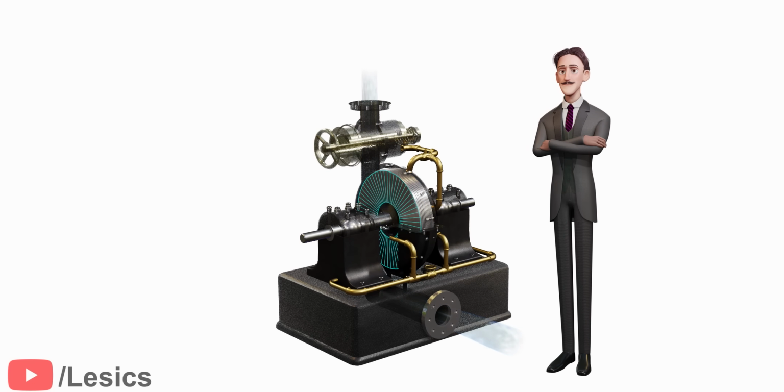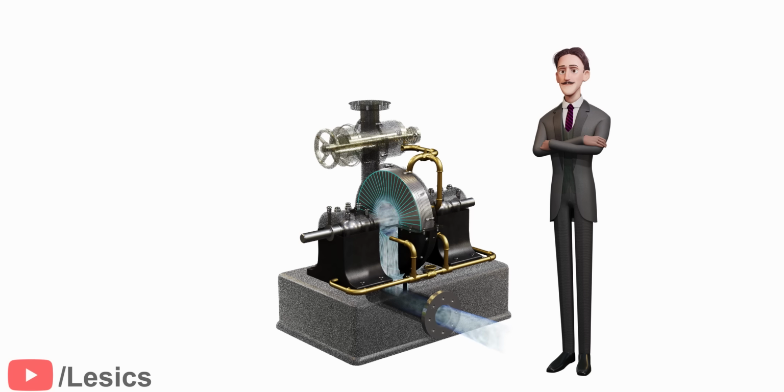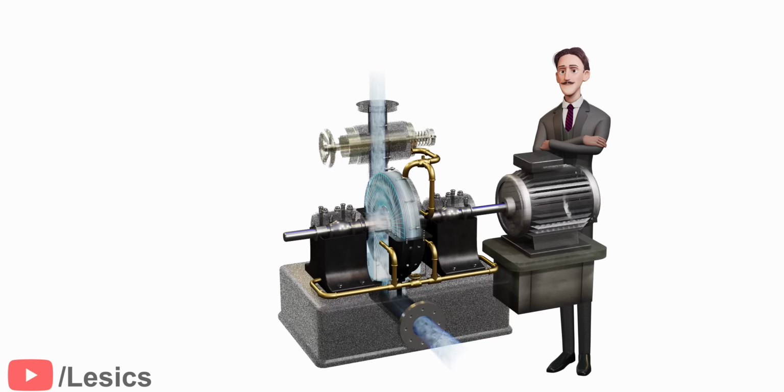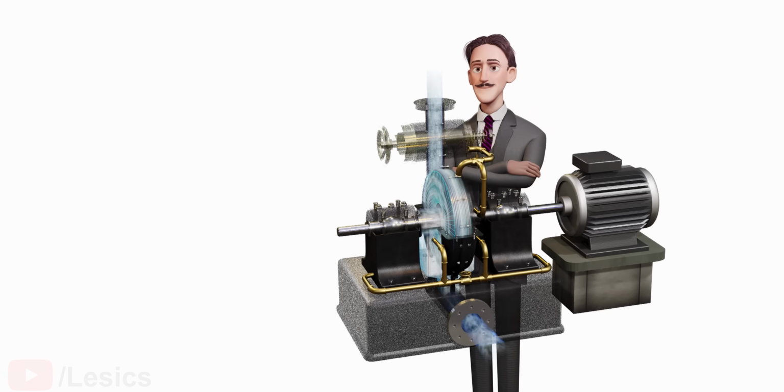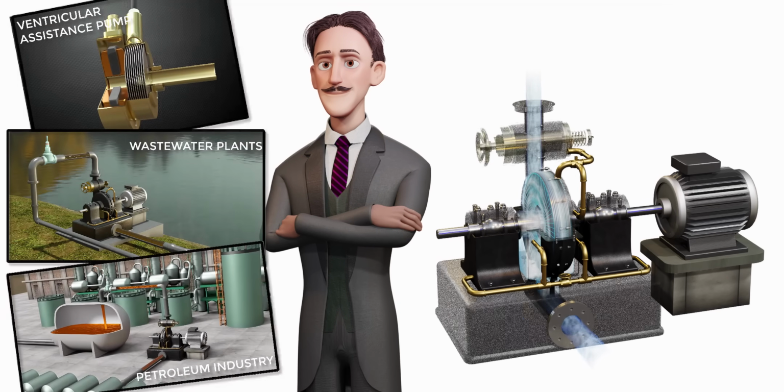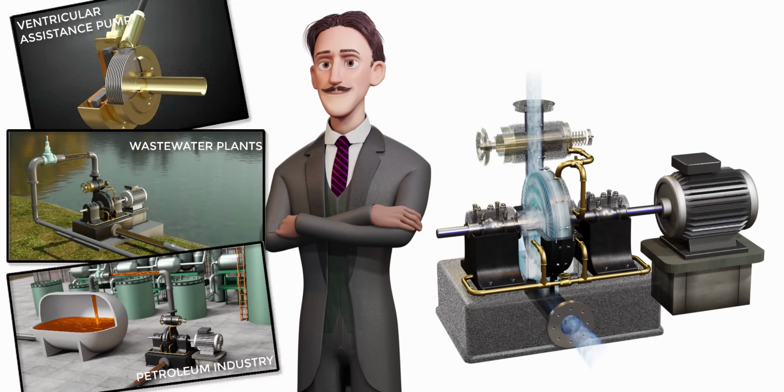Despite these drawbacks, the Tesla turbine has found some niche applications. Interestingly, for instance, the Tesla turbine is reversible. It can work as a pump if you supply energy to the rotor. Also, we know that Tesla turbines work based on fluid's viscous effects. So these kinds of pumps are used in high viscosity applications like wastewater plants, the petroleum industry, and ventricular assistance pumps.